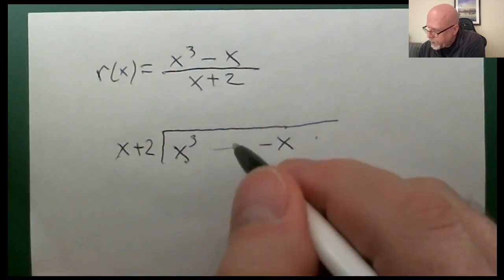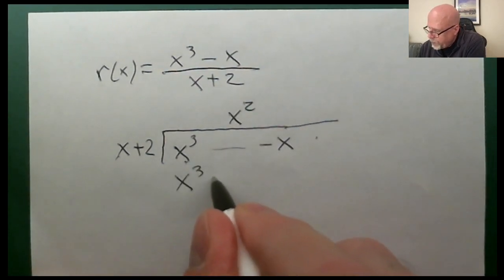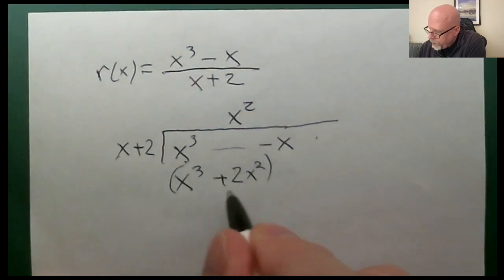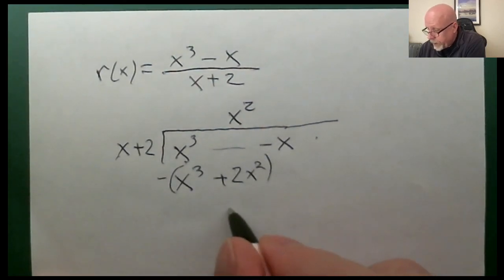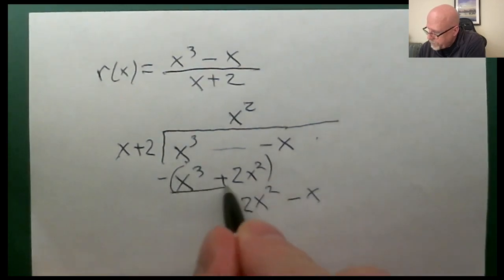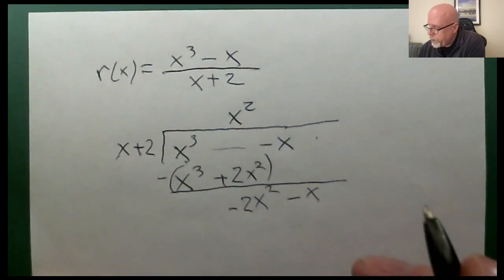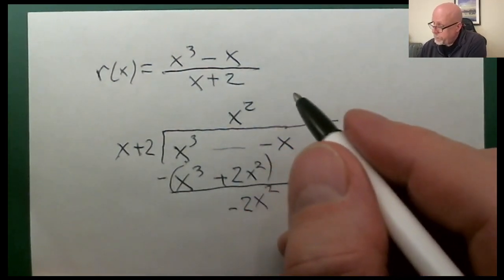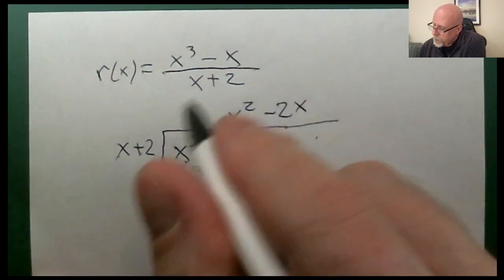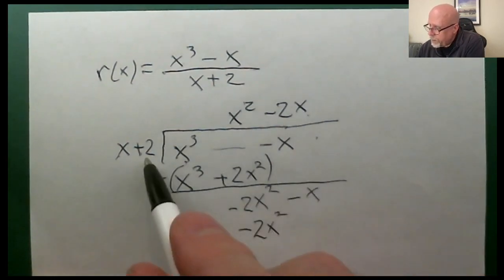X goes into x cubed, x squared times. Multiplying back, we get x cubed plus 2x squared. And then when we subtract, we'll get, well, negative 2x squared minus x. Keep going, though. How many times does x go into minus 2x squared? That goes in minus 2x times. Multiplying back, you get the minus 2x squared. That's good, so those will cancel. And then minus 4x.